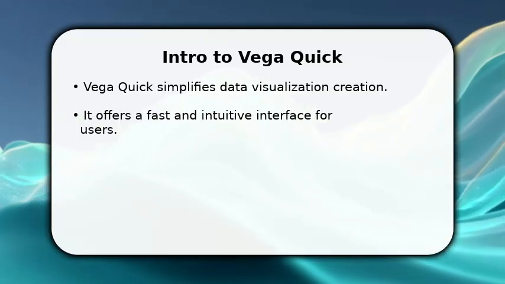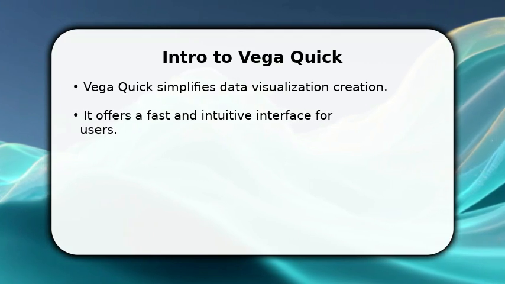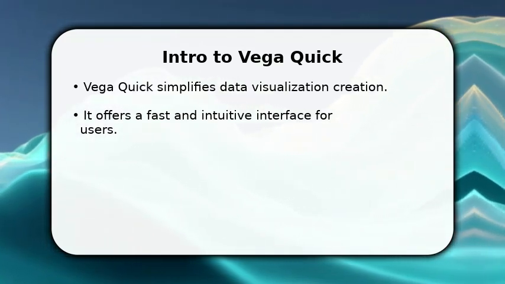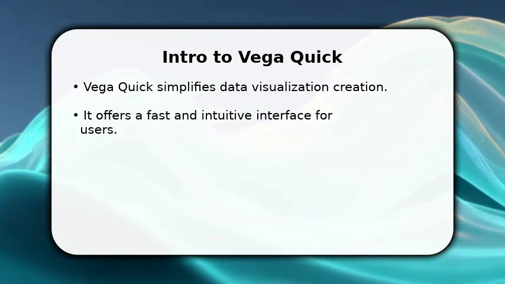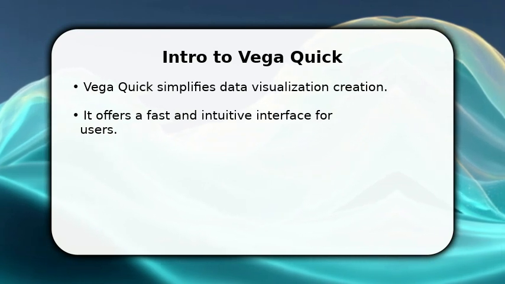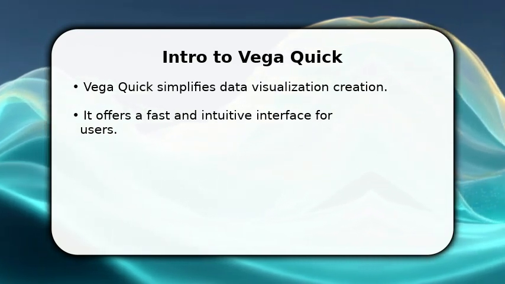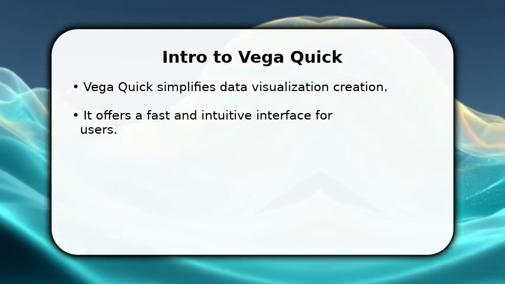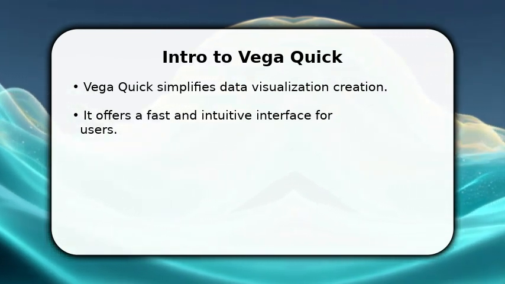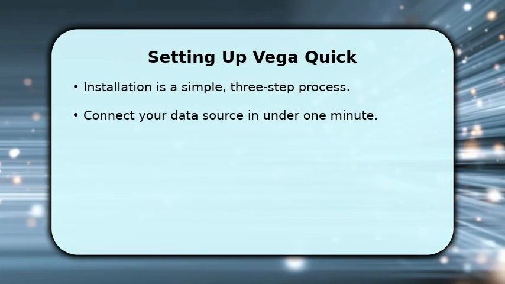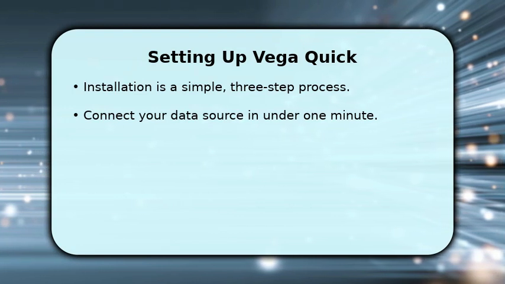In this video, I will explain how to use Vega Quick. Vega Quick is a powerful tool designed to streamline your data visualization process. It helps you transform complex datasets into clear, insightful charts and graphs with remarkable speed. We'll cover its core functionalities and show you how to get started quickly, making data analysis more accessible and efficient for everyone.